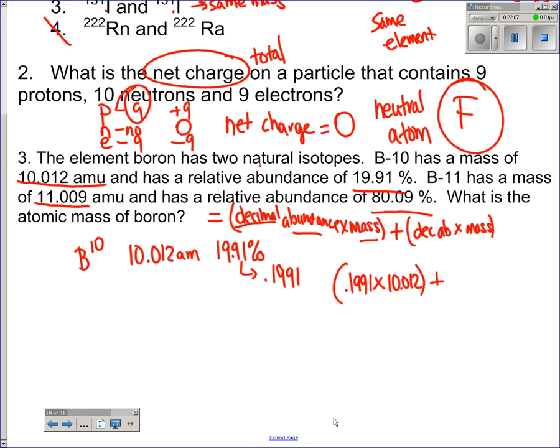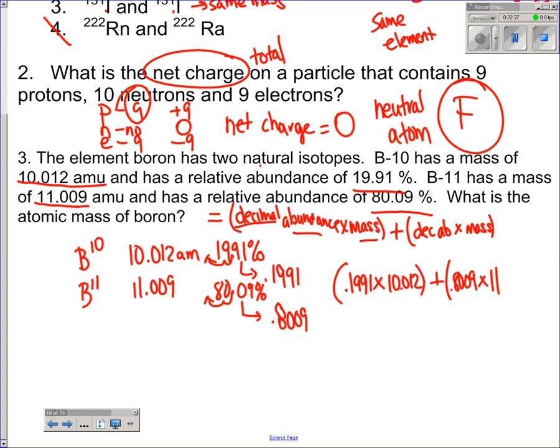And to that, I'm going to add our next isotope. It says boron 11 has a mass of 11.009 and an abundance of 80.09%. So I'm going to change my abundance to a decimal, which would be, remember, move it 2 places to the left every time. It would be 0.8009. So I'll take that 0.8009, multiply it by the mass, which was 11.009, and I'm going to add those two together to get my total.